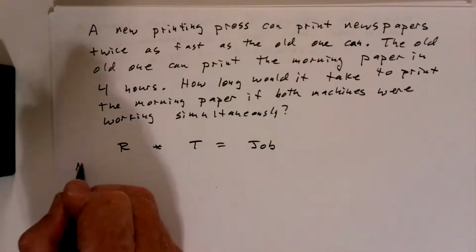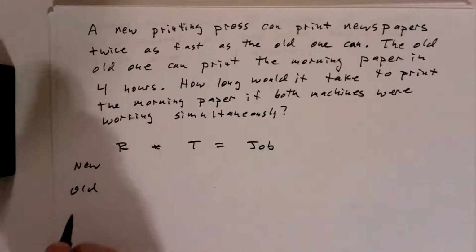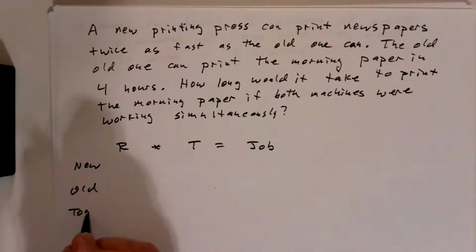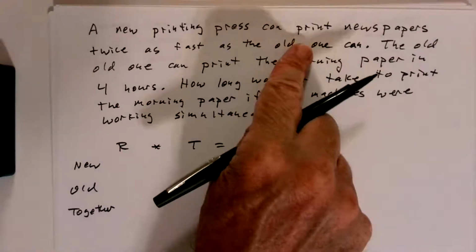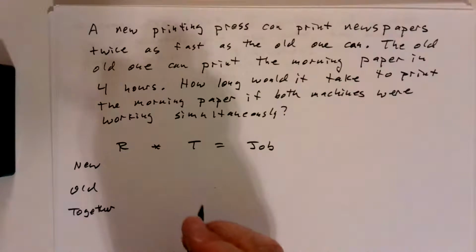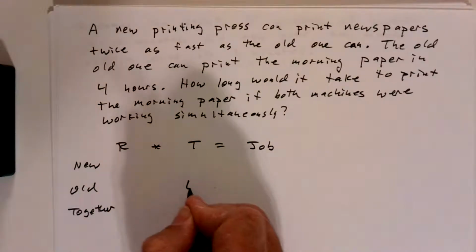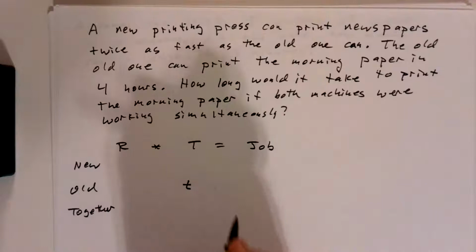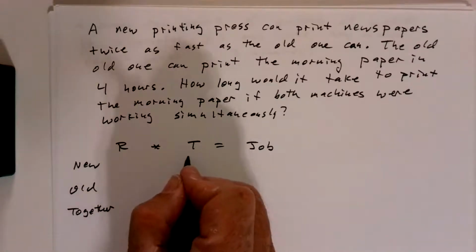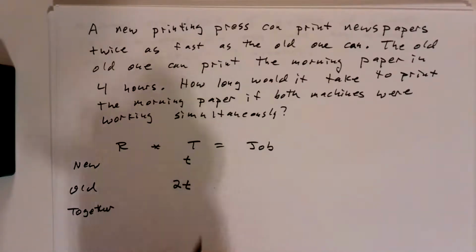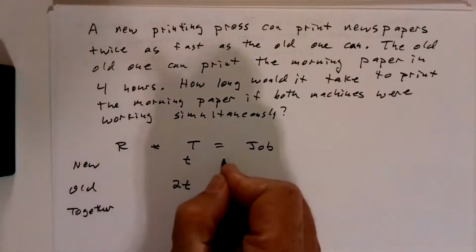So we have the new printing press, the old printing press, and together. These are the models we're dealing with. The new printing press can print it twice as fast as the old one. So if the old one does it in T hours, the new one would be doing it twice as fast. So let's actually change this. Let's say the new one is faster. So the new one would be T and the old one would be 2T. The old one would take twice as long. Or I could have gone with T and T over 2, but I think this is probably a little bit simpler to complete one job.